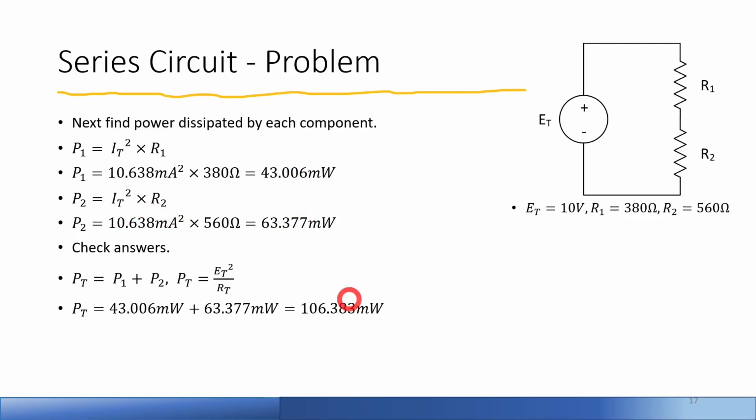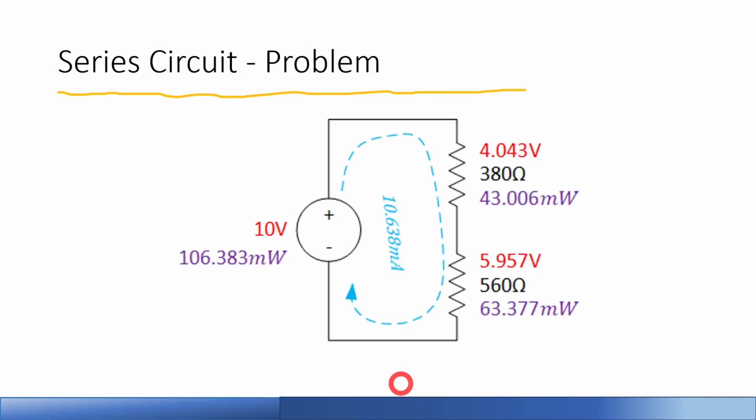So if I take and add those together, I get 106.383. And then if I use this formula where I square 10 volts, which is my source voltage, and divide it by my total resistance of 940 ohms, I get the exact same answer, and that checks out. So that means our current calculation and our total resistance calculations were all appropriate.